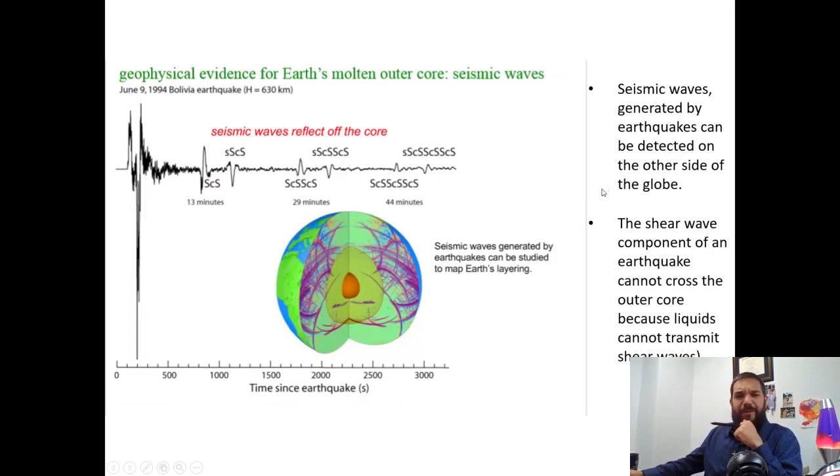Now, how do we know the outer core is a liquid? That was one of the questions in the beginning of your lecture assignment. We actually know that a lot of the information about the inside of the Earth comes from earthquakes, from seismic disturbances. What do I mean by that? Well, when an earthquake occurs, it creates seismic waves.